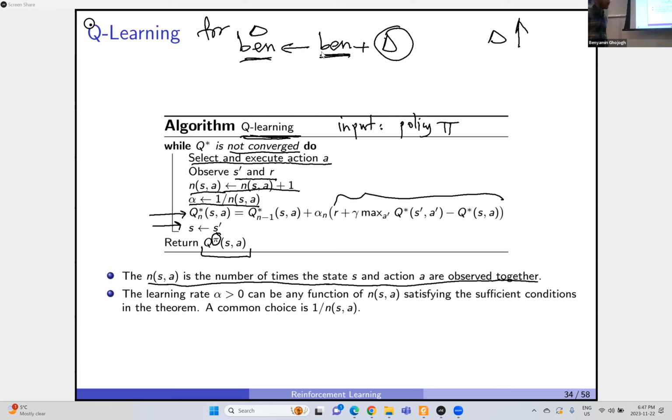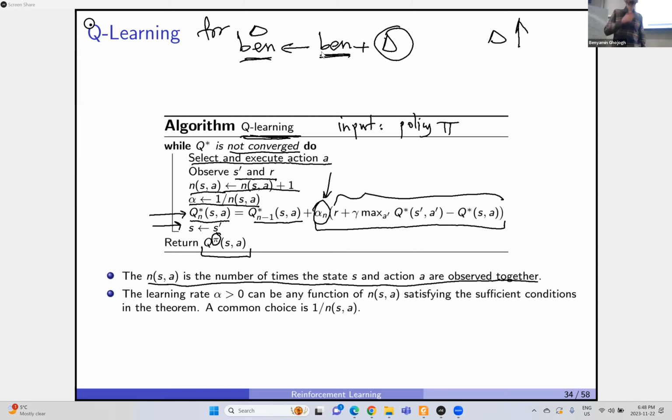Replace Ben with Q. So the next Q is the previous Q plus some delta. And you also have alpha N to scale it down, right? That's why alpha is called the learning rate, right? And this is a delta. And this delta, initially, if Q is awful, is large. Then this delta becomes smaller and smaller, right? Especially by Q getting better and better, until it converges.